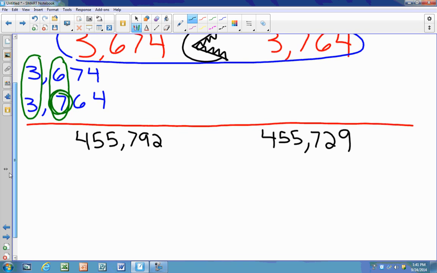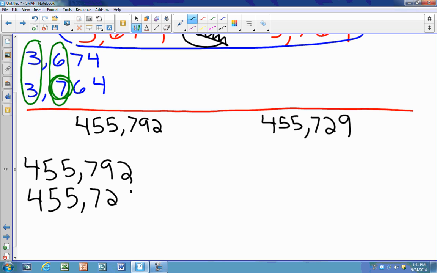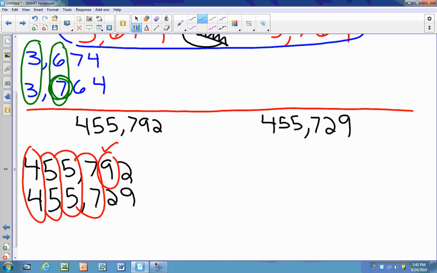So here's the bottom one. We're going to line these numbers up like we just said. So we have 455,792, and we're going to line up the place values right above it. At quick glance, someone might think that these two numbers are equal, but when you start to look at it, you will realize they're not. The 4s in the 100,000s place are the same. The 5s in the 10,000s place are the same. The 5s in the thousands place are the same. The 7s in the hundreds place are the same. And then I get to the 10s and the 9 is bigger, so it tells me that that number is greater.